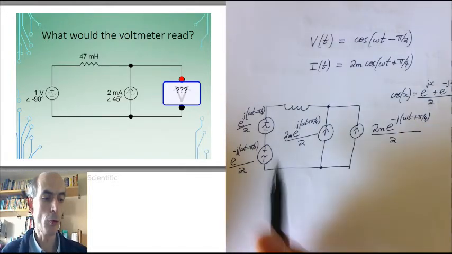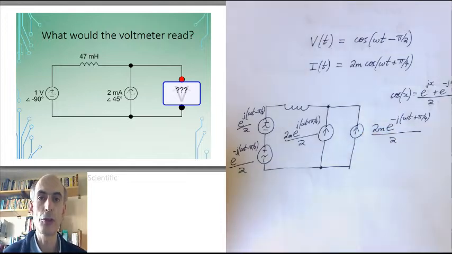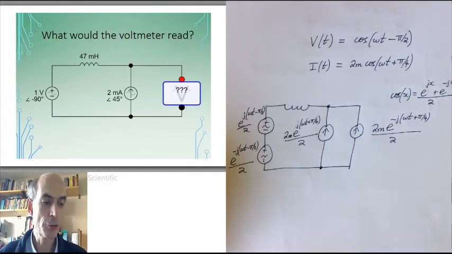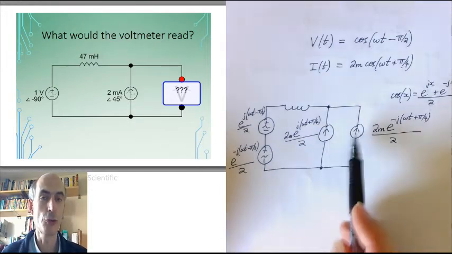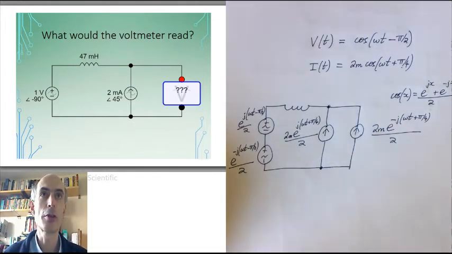I've now got 4 cissoidal sources in my circuit. So all I have to do is work out the contribution of each of these cissoidal sources to the voltage across the current source, and then add them up. Superposition should work because this is a linear circuit.